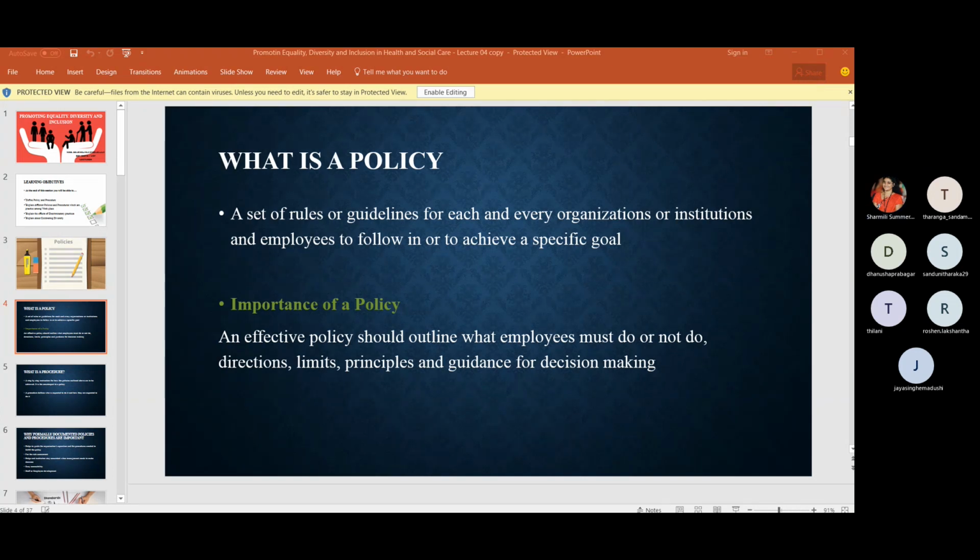Okay, so now we'll go to what are the major policies and procedures that are especially focused on in the United Kingdom. So before moving to that, are you clear about this?